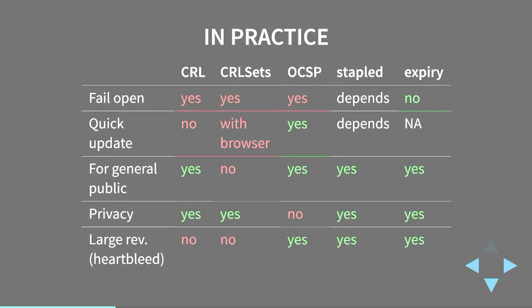So there's also a problem with quick updates for CRLs and CRL sets. Not only is it not real time, you probably don't want to update those lists before every single connection. It's just going to take a long time before you actually get the response back. And they're only going to get published after the provider actually got your request for revocation and processed it. OCSP, real time, great. Expiry, kind of, that doesn't matter. It's passive.